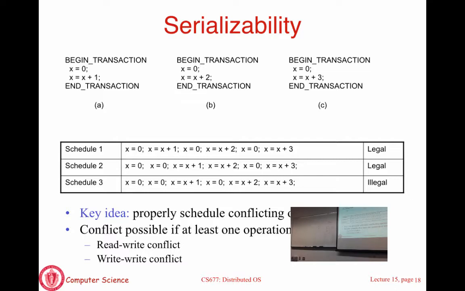Is that clear? This is us reasoning. I mean, the system has to do this automatically, but you just need to understand. This is a simple example actually taken from the book to understand what serializability means.